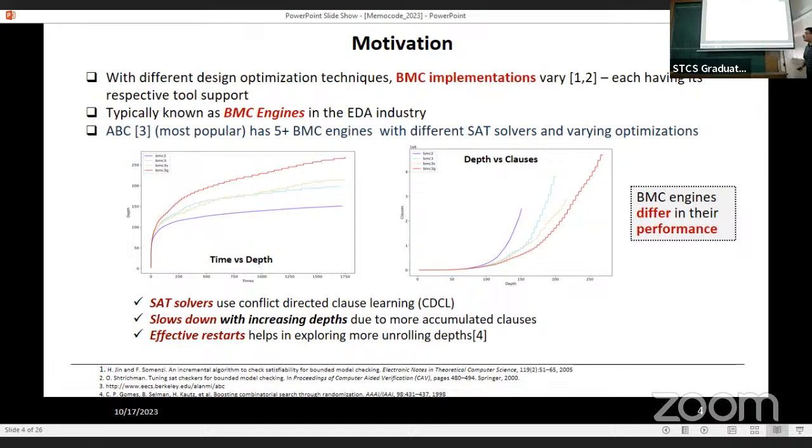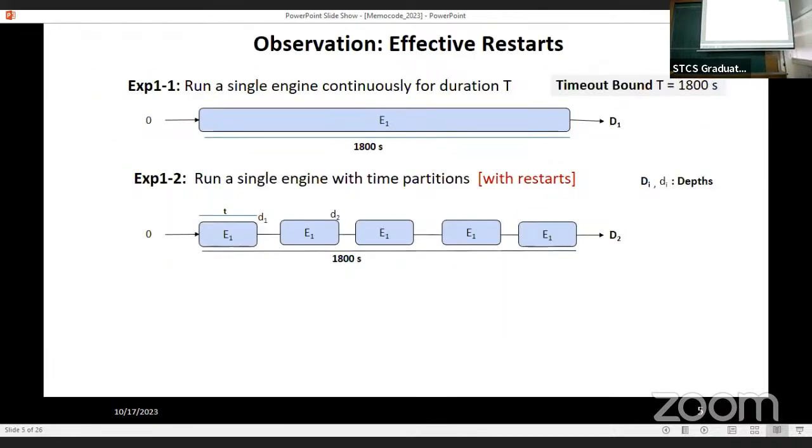So we started looking at whether this is really a serious thing that people have observed. So we did a very nice set of interesting experiments. We took a simple BMC engine and we ran it continuously for a duration T. T was 1/800 seconds, and these are all happening on some standard benchmarks. Versus we ran a single engine with some time partitions with restart. So what do we do? The same BMC engine, instead of running it for 1/800 seconds fully, we run it for, let's say, some time T. In time T, it explores up to depth D1.